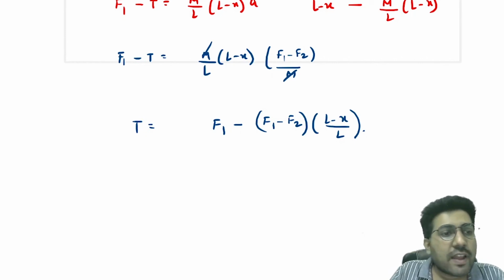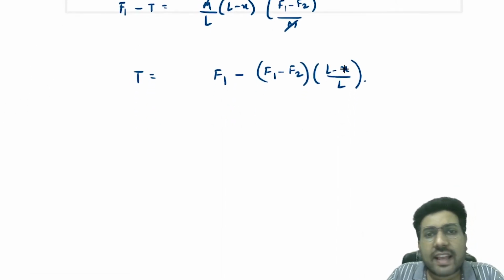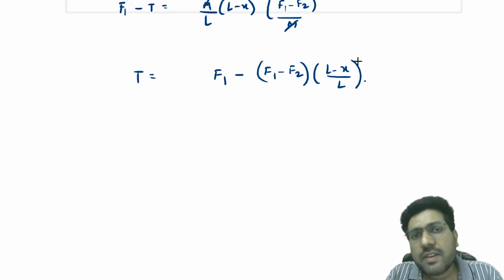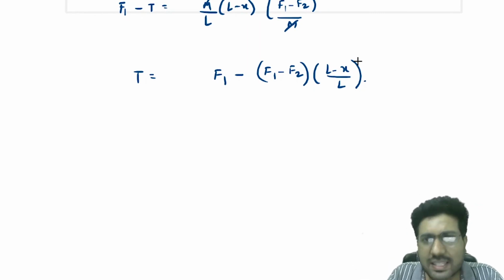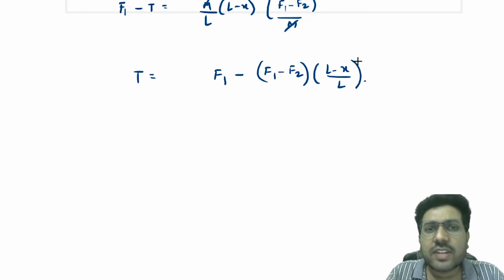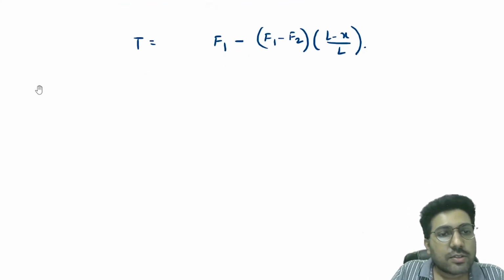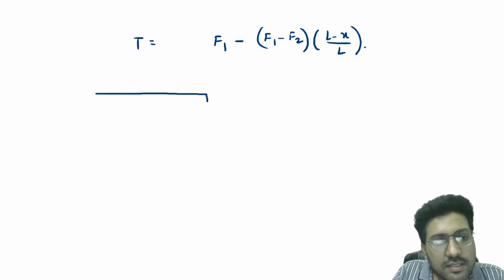Once you have got the value of T, see T is a function of x. So at every point tension is different. If at every point tension is different, that means stress is different. Stress is different, that means strain is different, that means elongation is different. So if elongation is different at every point, what you have to do, you have to take an element and integrate. So what we will do again is, this is the rod.